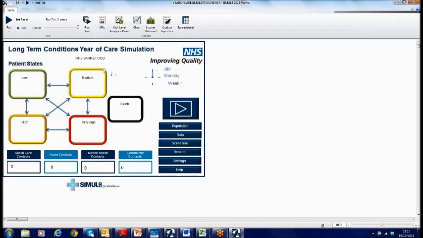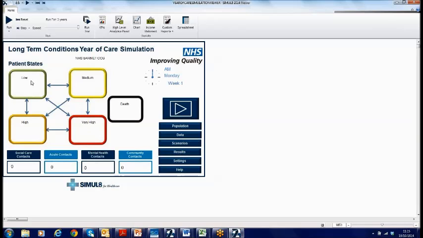So the way we're understanding patients with long-term conditions is that they are in a number of condition states, from low to very high, and over time they're going to progress through those states unless there's an intervention that stops that progression, and at some point they will probably die over that period of time. So what you can see are these transitions from low to medium to high to very high, and you have a number of options around that.